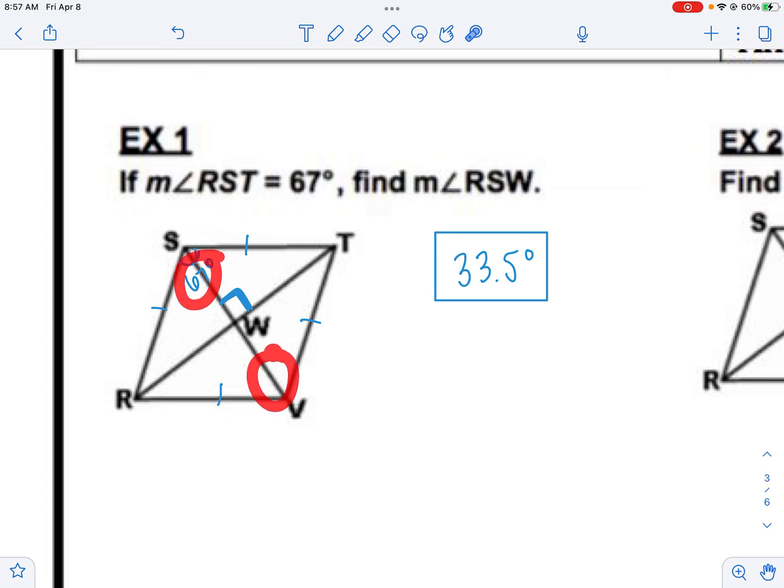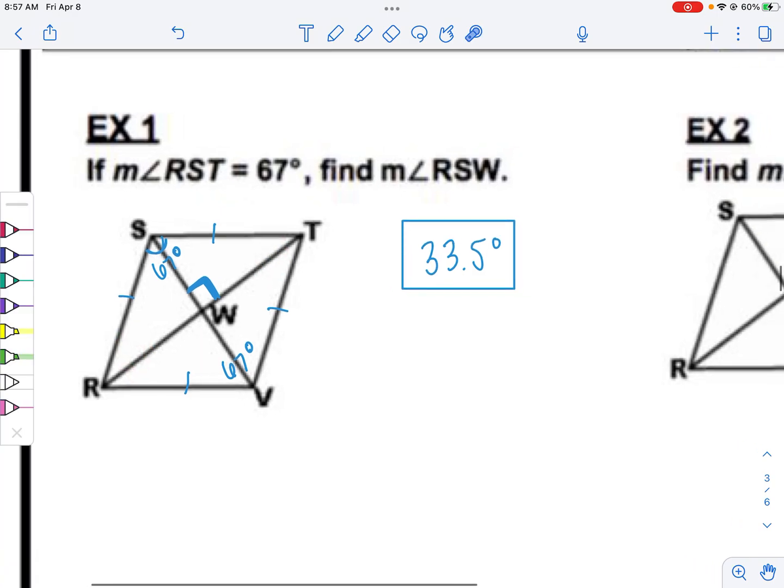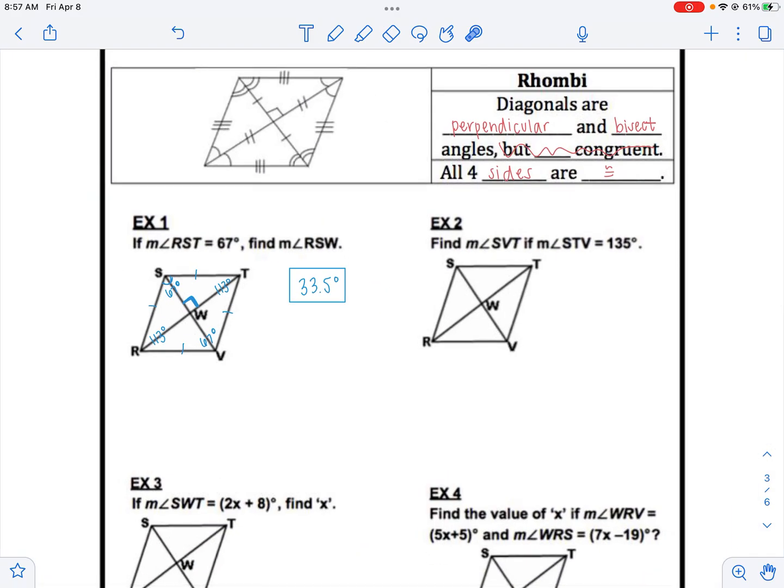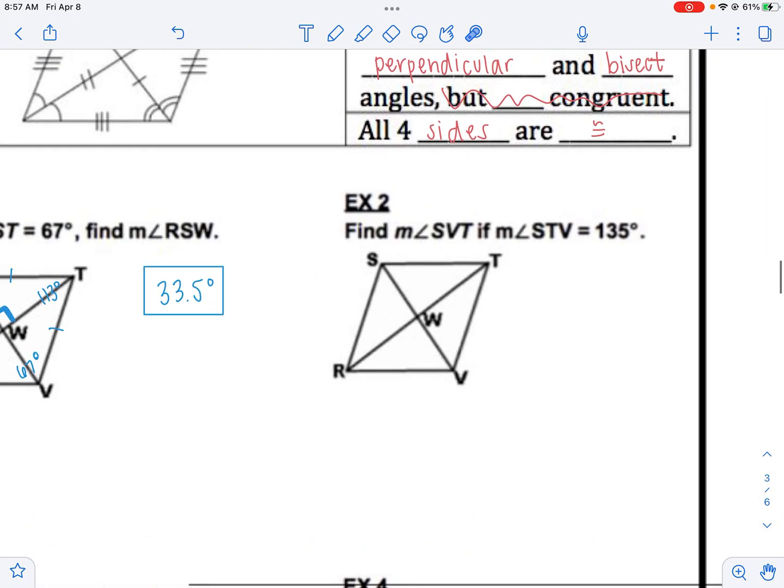Now there's a lot more that they could ask us. If this is 67, then this angle over here would also be 67. And if they wanted these other ones, all I would need to do is 180 minus 67, and 180 minus 67 is 113. And then if I wanted to find these particular angles, I would just do 113 divided by 2. And that's how that rhombus works.